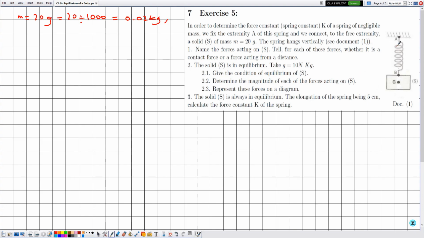And the spring hangs vertically, see document 1. They mentioned this document, now we can use it. Now in number 1, okay, before we refer to this exercise, let me say the following. So here, we have that G is equal to 10 newtons per kilogram.